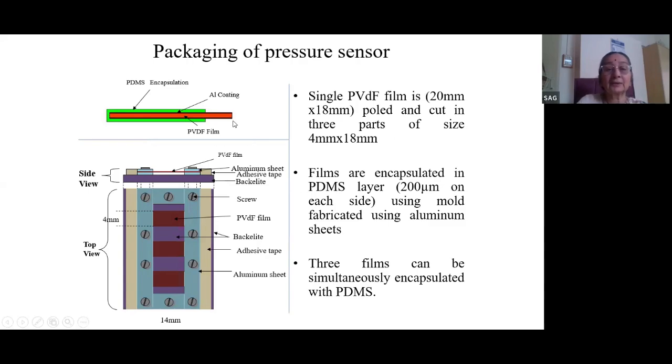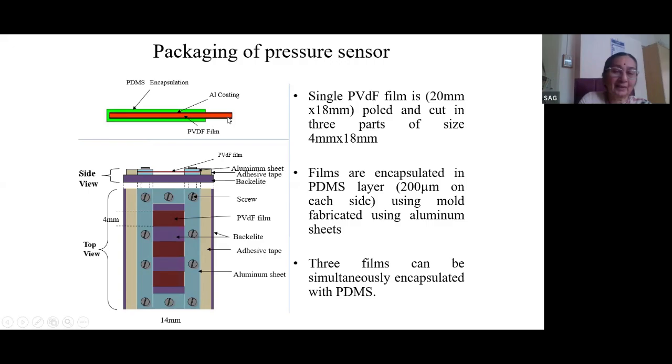Of course, this 16 micron film is very flexible and cannot be handled nicely, with a possibility of tearing it, and therefore we encapsulated it in PDMS. The PDMS thickness should be such that the pulse which is sensed through the PDMS as well as this, the pulse amplitude should not decrease.